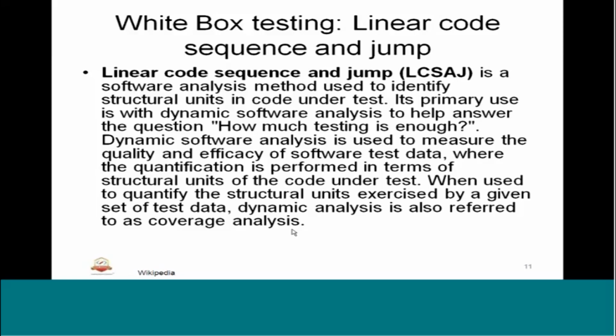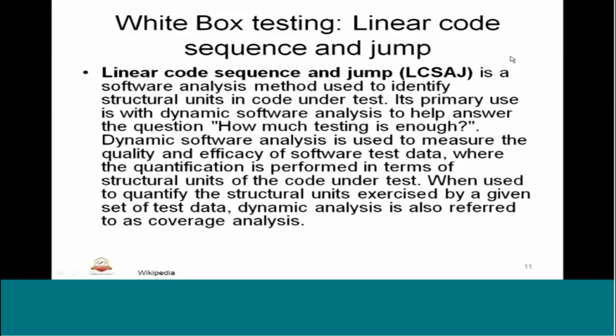An LCSAJ is a software code path fragment consisting of a sequence of code. That means a linear code sequence followed by a control flow jump, and it consists of three items: the start of the linear sequence of executable statements, the end of the sequence, and the target line to which the control flow is transferred at the end of the linear sequence.